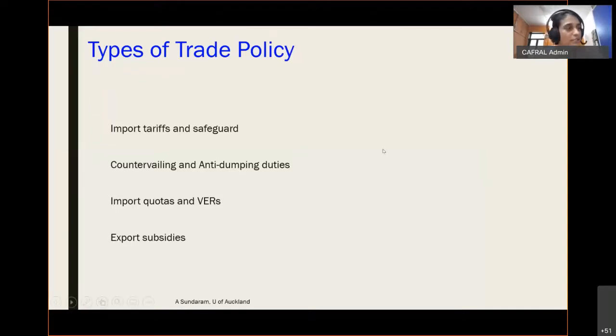Gautam, how are we on time? I can go ahead for a while, right? And then just alert me when we are nearing break time. Yeah, maybe 25 minutes. Okay, so I think what I'll do is I'll do tariffs and dumping, and then I'll take a break and then move on to quotas and subsidies.